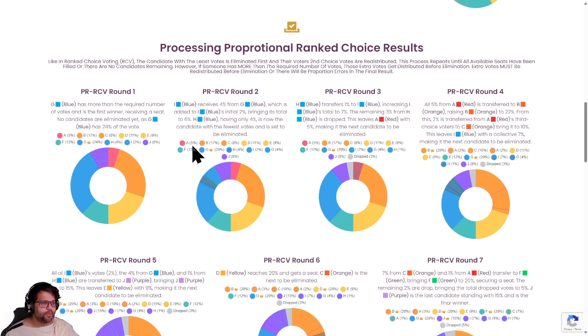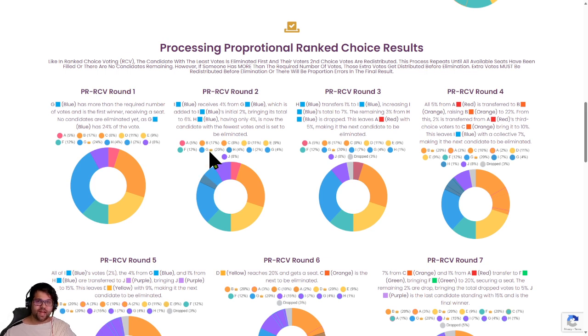So, in proportional ranked choice voting round 2, blue receives 4% from G because that was the excess, which is added to I blue's initial 2%. I'm going to refer to them by their letters only going forward, unless there are no candidates remaining of different colors. So I receives 4% from G, which is added to I's initial 2%, and that brings the total to 6%. H, having only 4% of the vote, is now the candidate with the fewest votes and is set to be eliminated. So we've established our first winner.